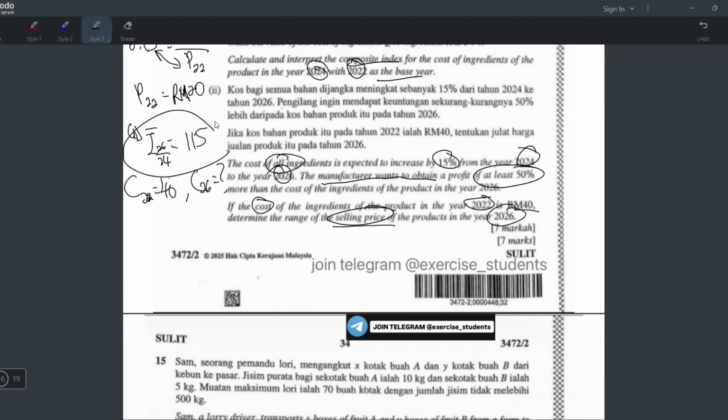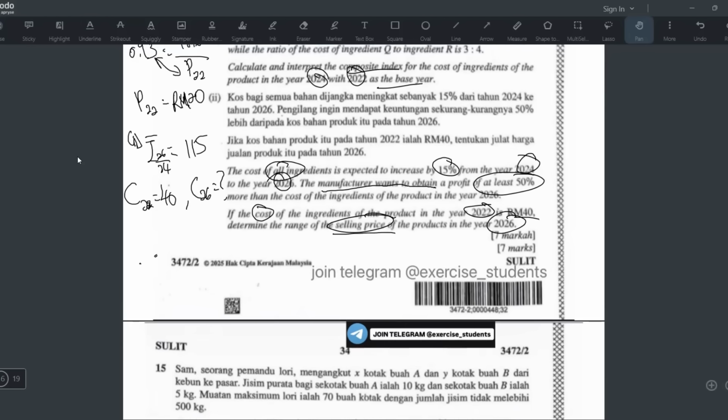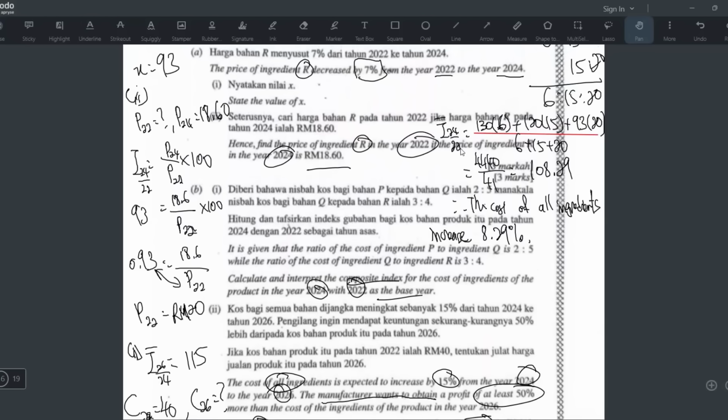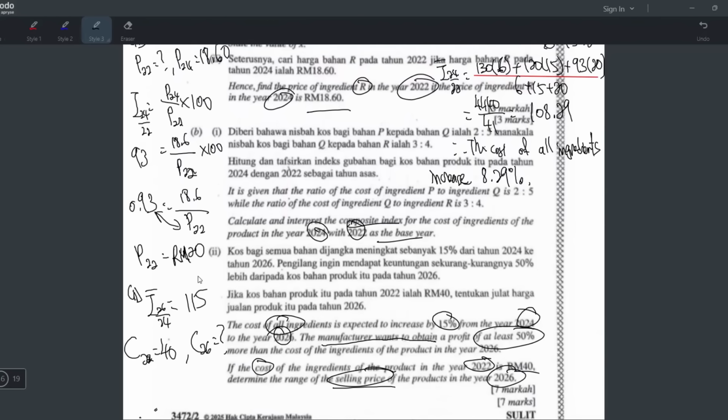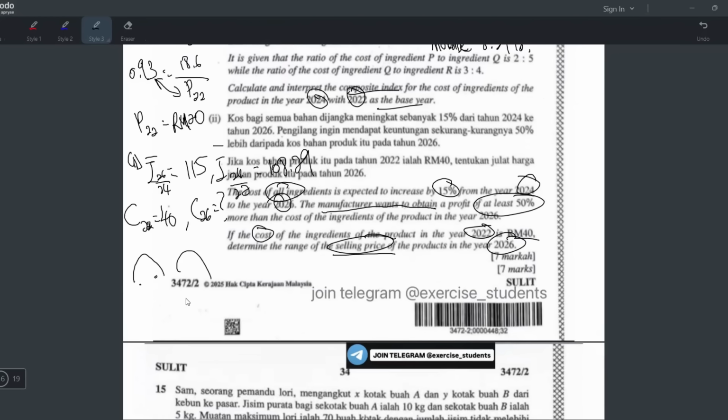So how do you do that? Can I use this information? No, because the year doesn't match. This is 22, 26. This one is 26, 24. Unless I have the composite for 26, 22 lah. Because if I have that, then I can find the cost. And actually, ada cara untuk cari. Because remember just now I have the composite index for 24, 22, 108.29, right? So we can use that composite index 24, 22, 108.29, and then I use the smiley face punya cara to find out the composite index for 2622 lah.